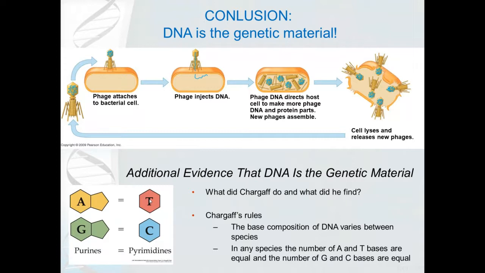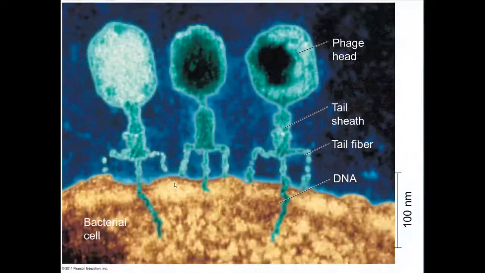But what Chargaff found was that in any species he looked at, the number of A's always seemed to equal the number of T's, and the number of G's always seemed to equal the number of C's. So we know now that's because of the complementary base pairing, because they pair up in that way. But this was kind of what led Watson and Crick to that idea of complementary base pairing.